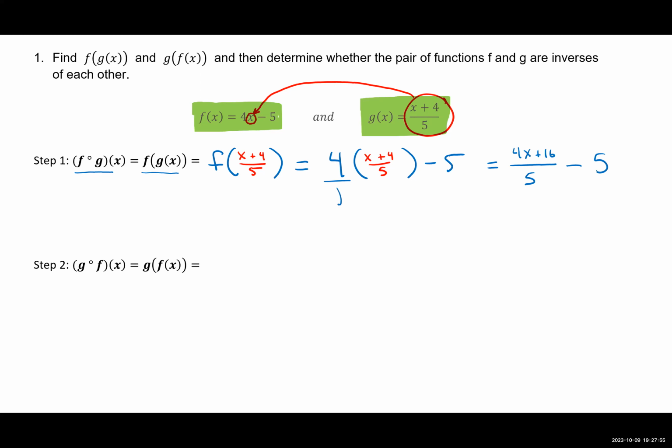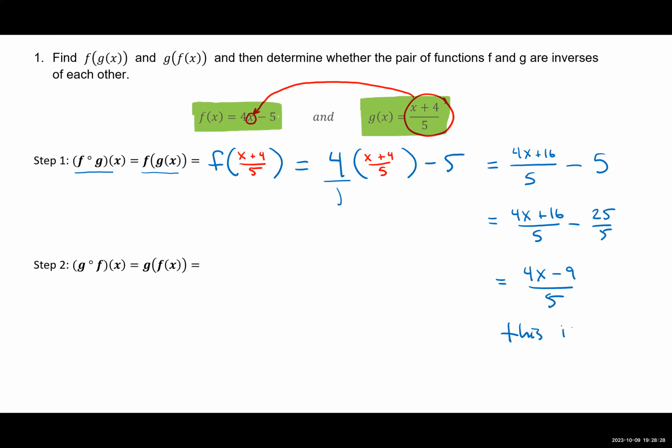I mean, just looking at this, this is not x. So the answer is no. I mean, we could keep going. This is 4x plus 16 over 5 minus, we get a common denominator here and say 25 over 5. We could keep going. 4x plus 16 minus 25. So that'll give us a negative 9 over 5.